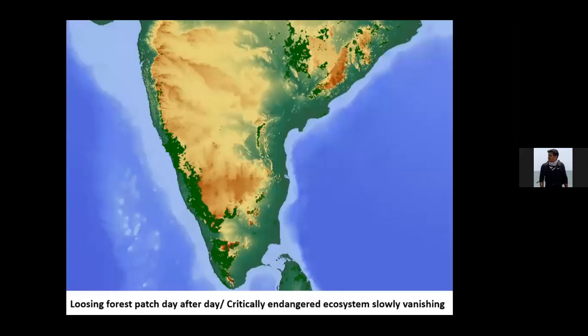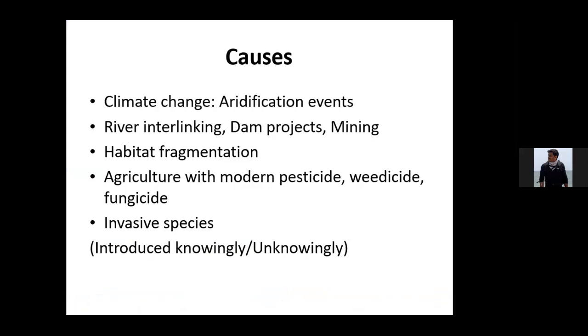Before knowing this, we are losing forest patch day by day. Critical endangered ecosystems are slowly vanishing. Climate change is acting like never before. Intensified acidification events are going on, making the soil a desert slowly. Is it a natural event, or are we humans boosting it?